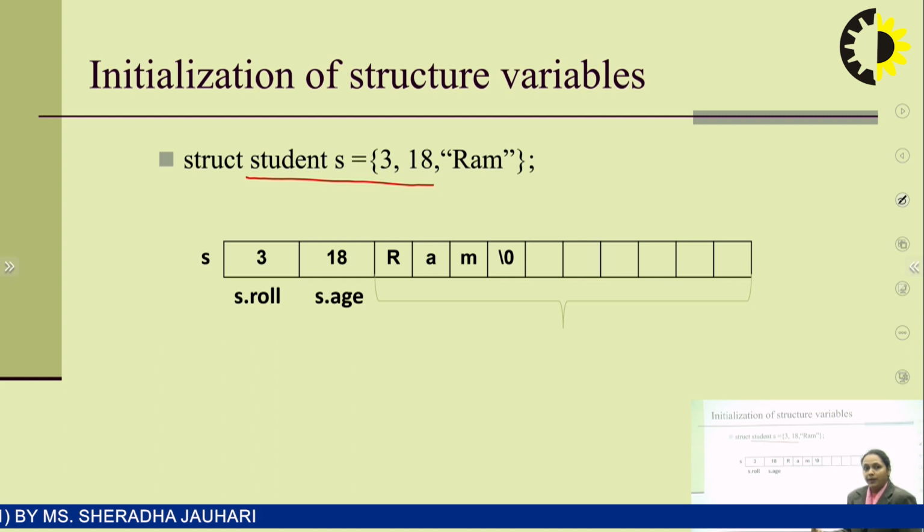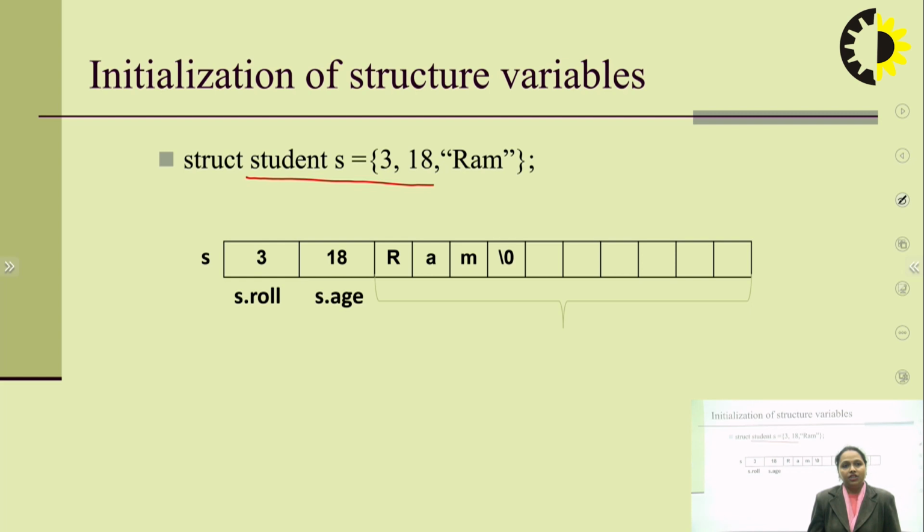For our example, we have taken the order: first is roll number, then age, and third is name. So, the first data will be stored as roll number, the second as age, and the third as name. The sequence will remain the same as we have defined within the structure. It will not take the data in random order. So, while initializing in this way, we have to remember the order of structure variables.